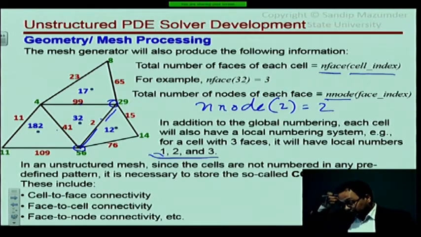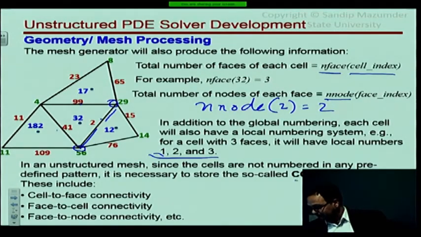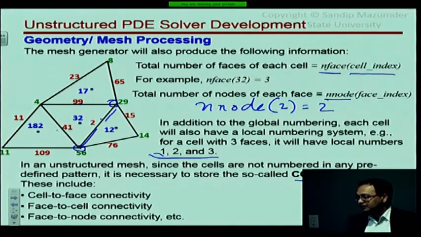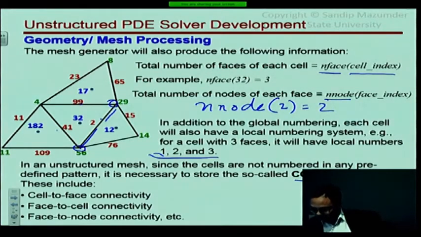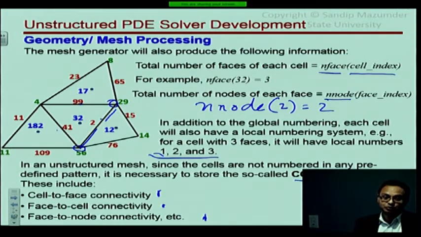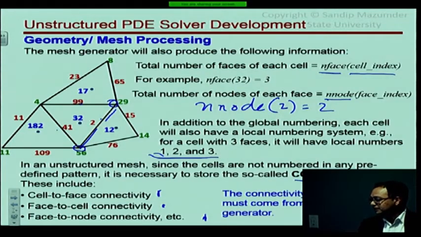So in an unstructured mesh, since these cells are not numbered in any pattern, you have to store the so-called connectivity. Okay. This connectivity comes in different forms. You have cell-to-face connectivity, face-to-cell connectivity, face-to-node connectivity, and so on. There are other forms too. We'll talk about those. Okay. So this connectivity information must come from the mesh generator. No one else can tell you that. Okay.